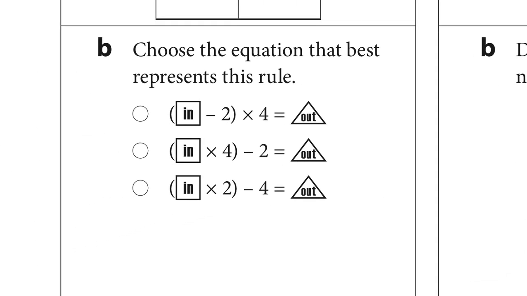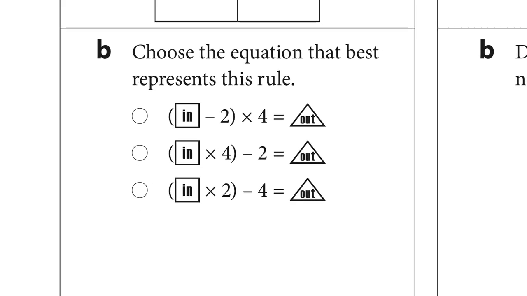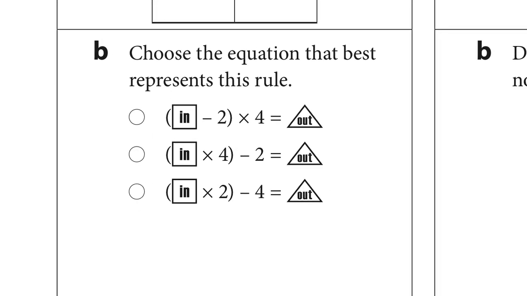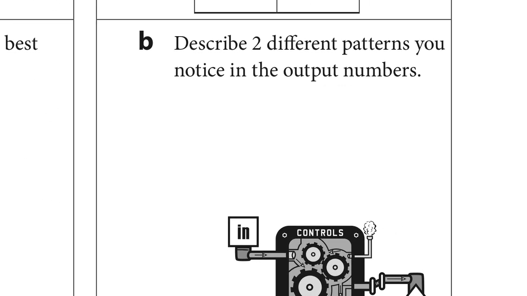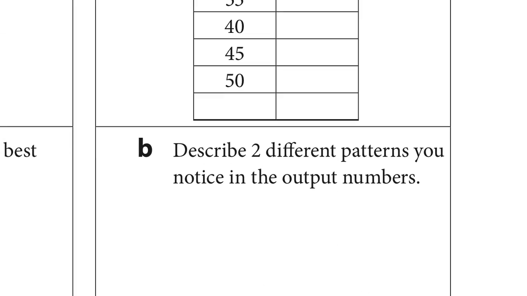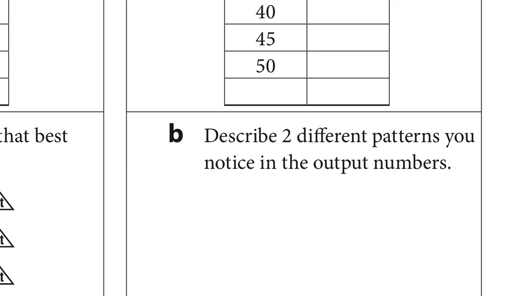In B, it says choose the equation that represents the rule above. We said take times 4 and subtract 2, so I'm going to let you choose that one. On the right, it says describe two different patterns you notice about the output numbers. We already kind of wrote those on the side, didn't we? Okay.